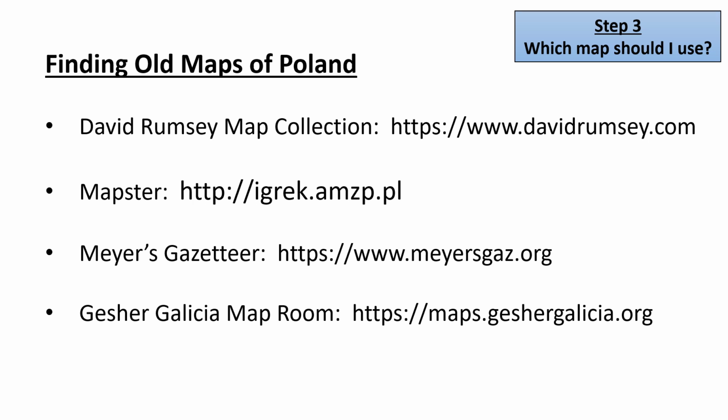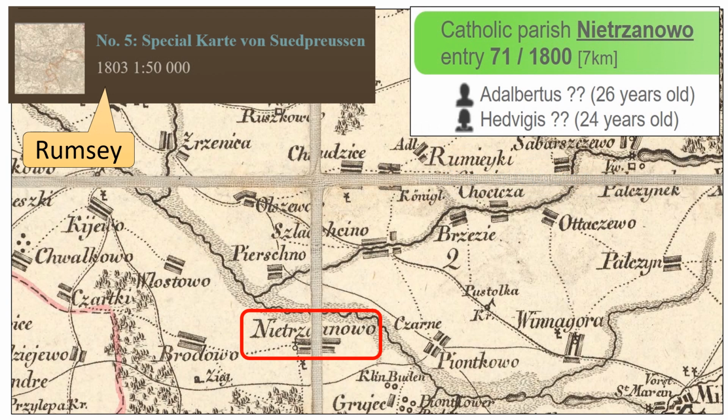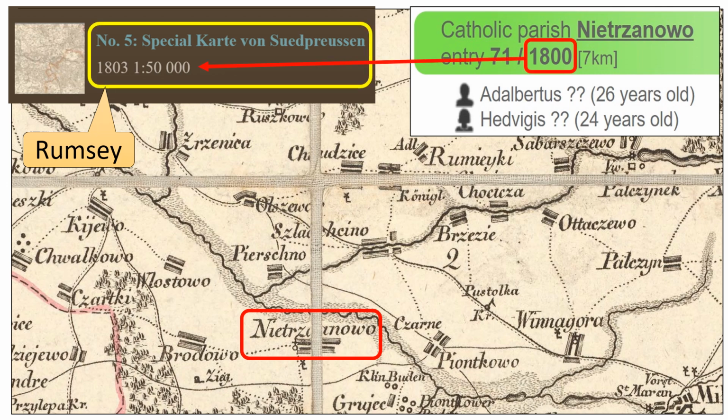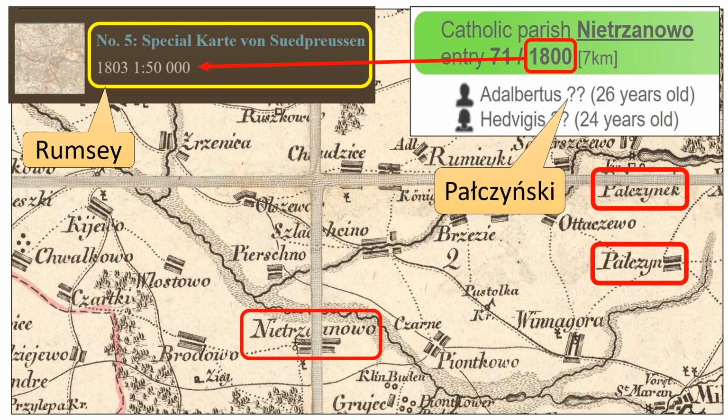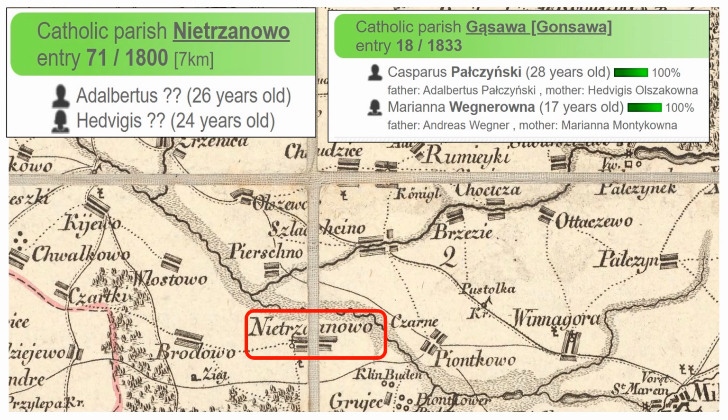To answer this question, we will again jump right to step 3 in our process and return to David Rumsey to find a helpful map. Here we see an 1803 map from the Rumsey collection for the area around Nieczanowo. The map shows 2 villages in the area with names that provide pretty good evidence that Adalbertus was indeed a Pauczynski. Searching around a bit more provides evidence that the unknown Hedwigas was the same person as Kasparas's mom, Hedvigas Olshakovna.